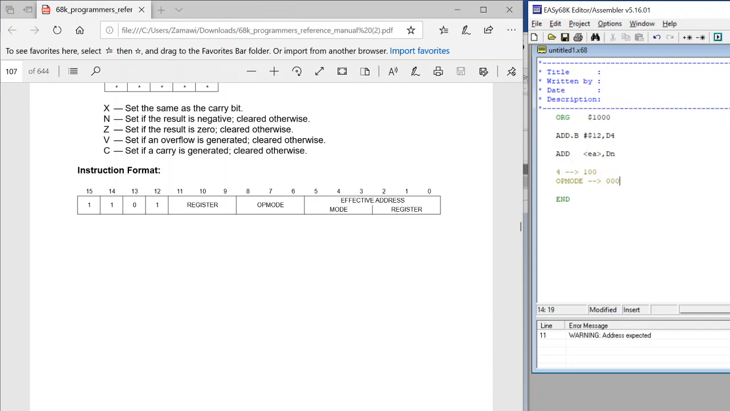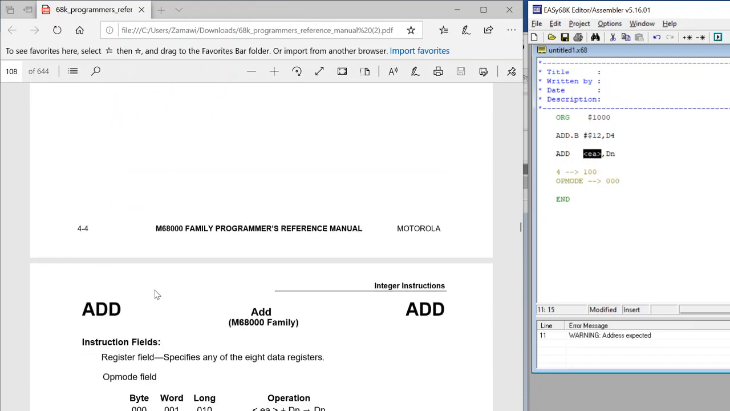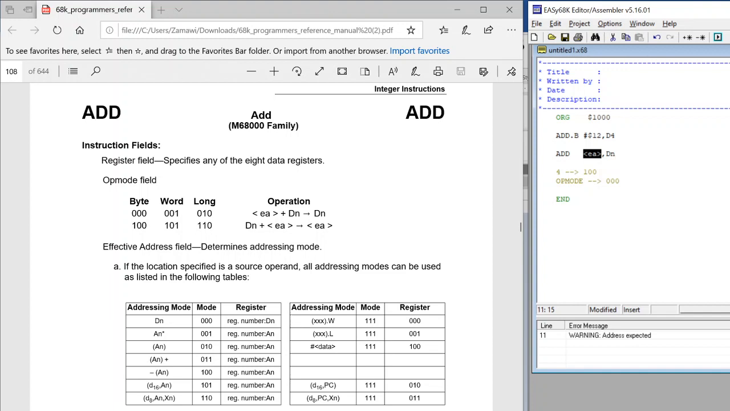Okay. Then the effective address. You are looking at the effective address over here, right? Read this one. The effective address field: if it is a source operand, if your effective address is your source operand, then you are going to use this table. If, for example, your effective address is your destination, like this, that is ADD Dn to effective address. So your source will be your data register, and your effective address now is your destination. We are going to look at that later. So try this one first.